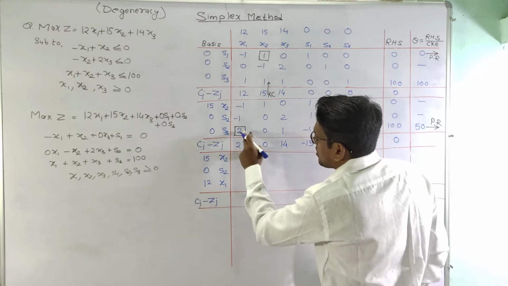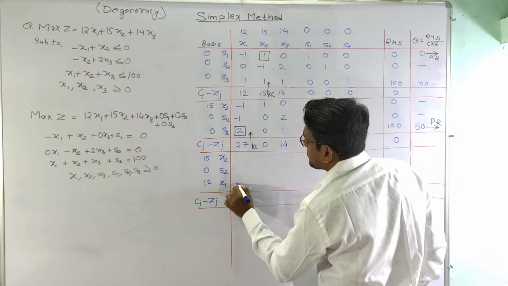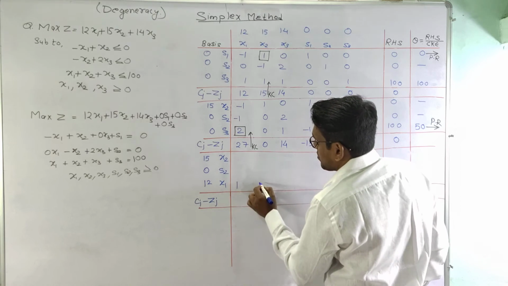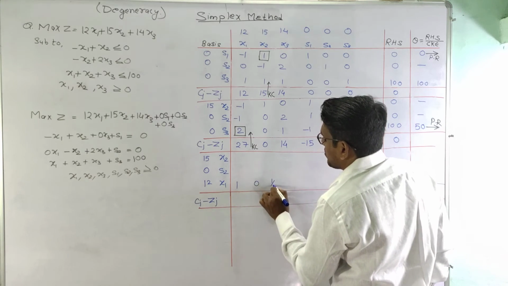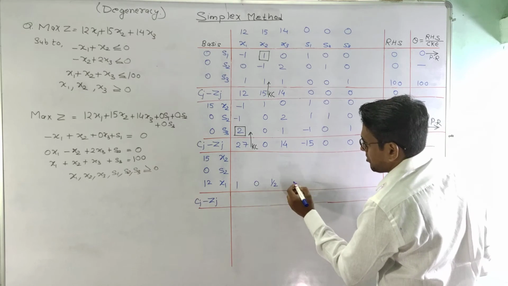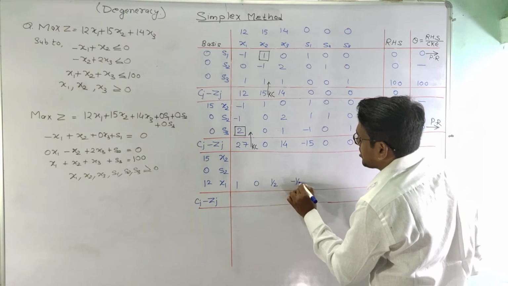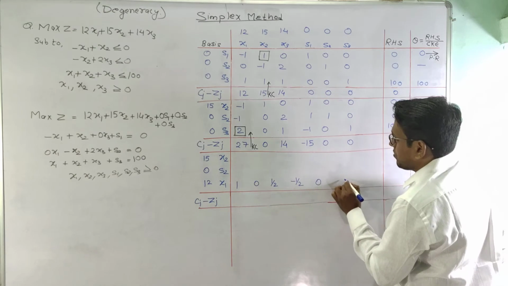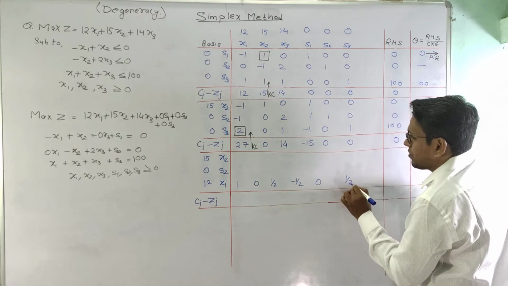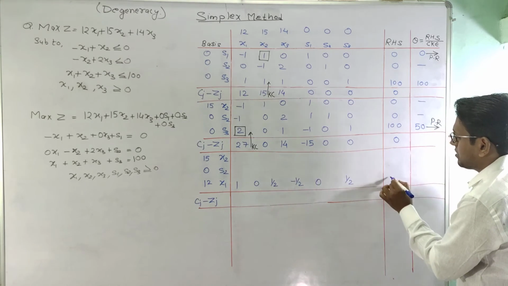So I'll be getting 2 by 2 is 1, 0 by 2 is 0, 1 by 2 is 1 by 2, minus 1 by 2 is minus 1 by 2, 0 by 2 is 0, 1 by 2 is 1 by 2, and 100 by 2 is 50.